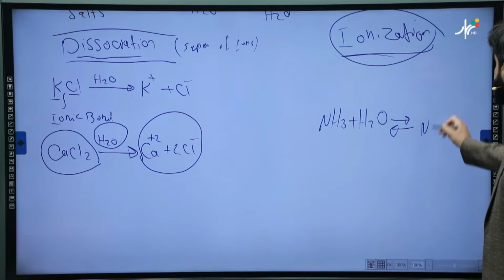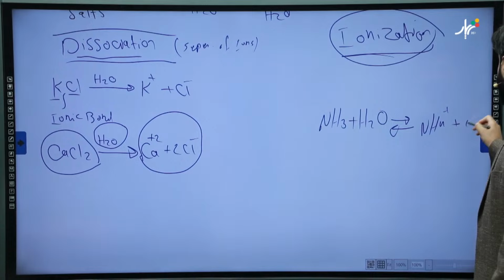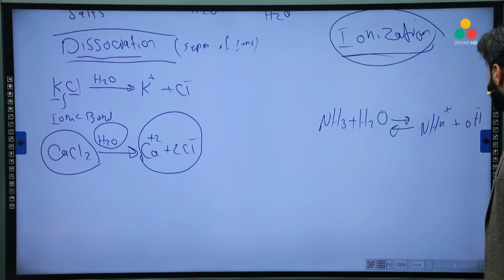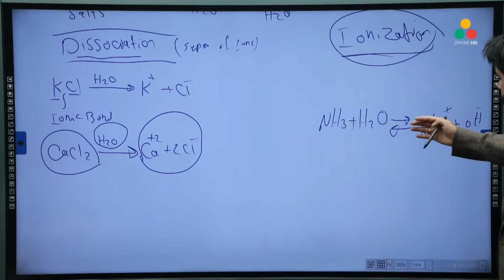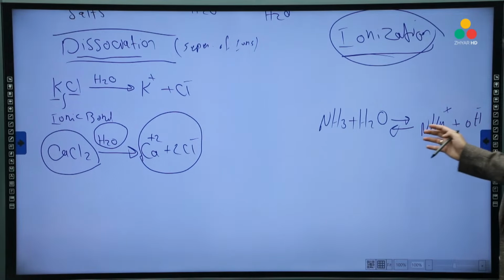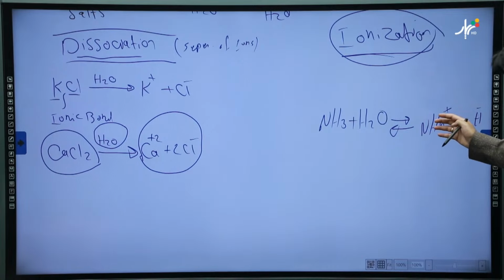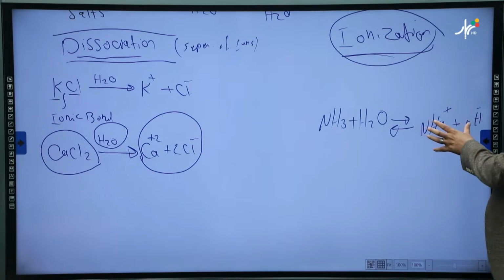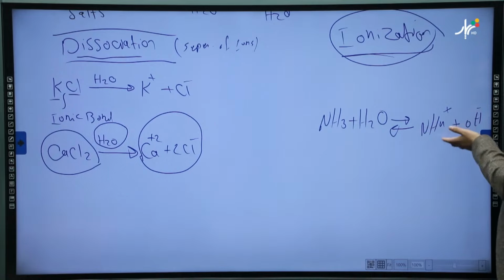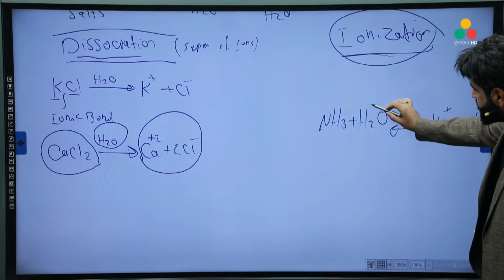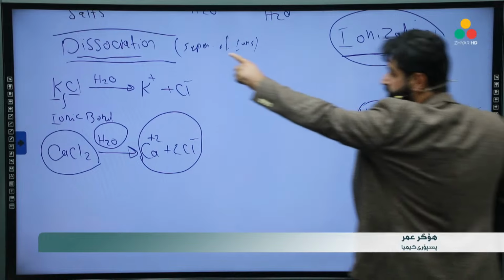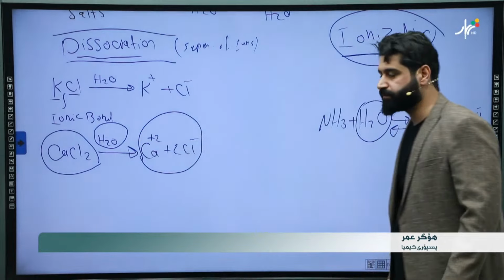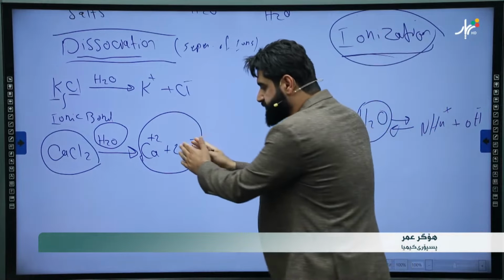So it will be NH4 plus OH. Don't worry about where we get those products, because we have something more that will help you understand how to write a product. So don't worry about the products, because you're going to become familiar. Okay? So now we can see that the first difference is water position. During the ionization, water must be right here as a reactant, but during the dissociation, water must be right above the arrow.